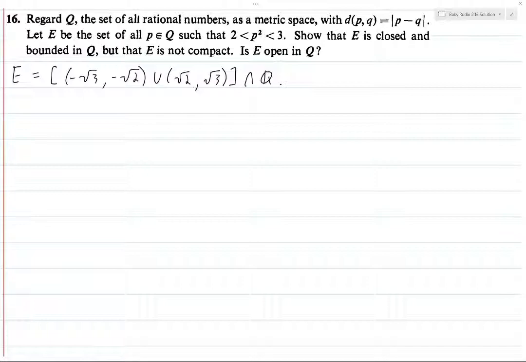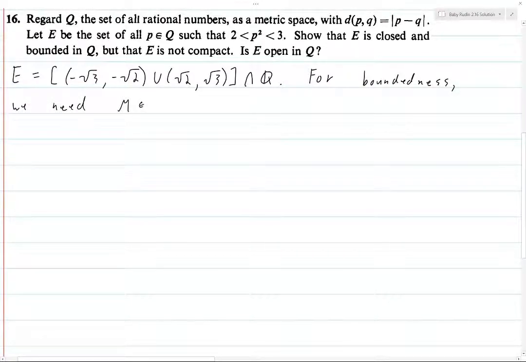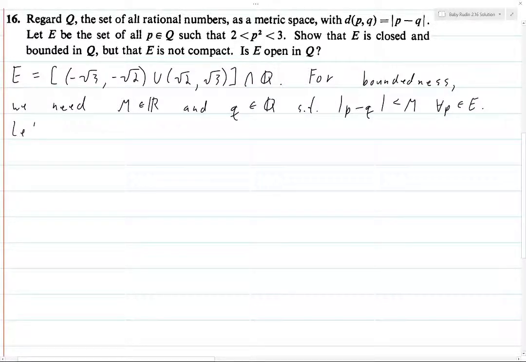But in any case, we're going to prove that it is closed and bounded, but not compact. And then, is E open? We'll answer that along the way. So, for E to be bounded, by the definition we need M, a real number, positive, and q in the rationals such that the distance between p and q is less than M for all p in E. So we just let q equal 0 and M equal root 3.